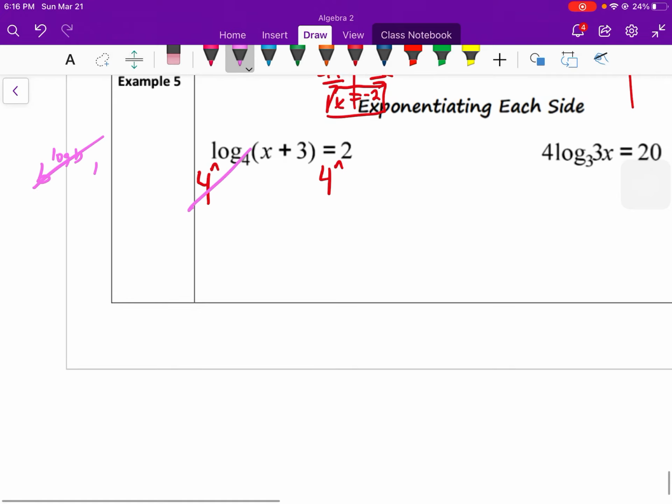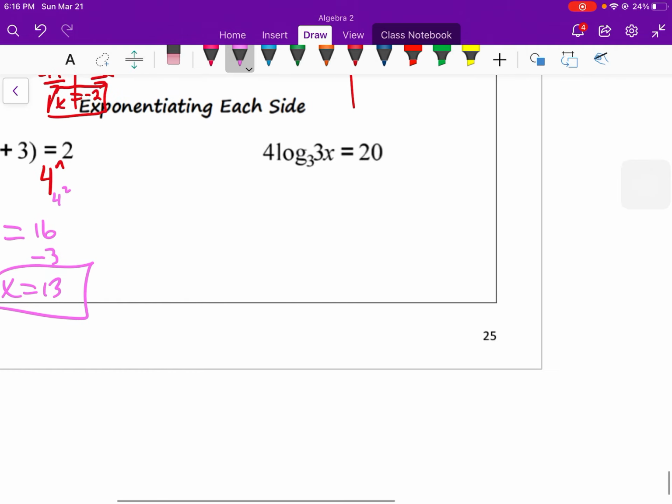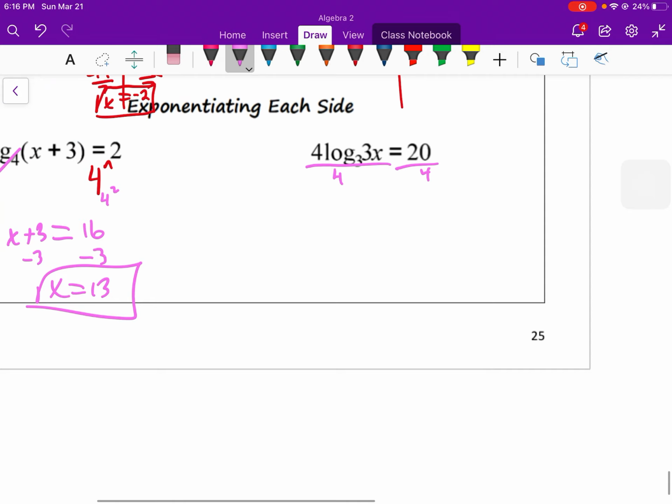So this simplifies to 1 times x plus 3. And this is 4 to the power of 2, which is 16. Now we can solve for x. Therefore, x equals 13. And you could check that then. We want to isolate, so we're going to divide both sides by 4 first. So then we have log base 3 of 3x equals 5.